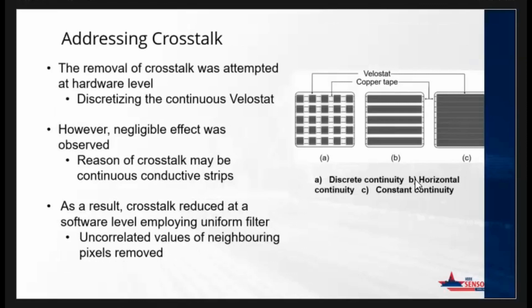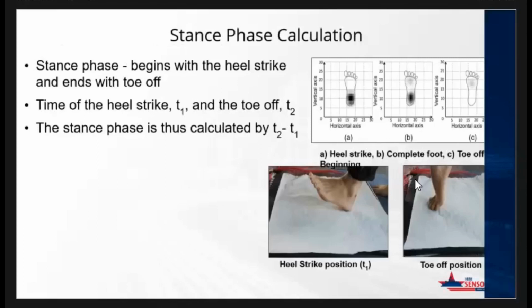Then we decided that anyway we are taking the data and feeding it to a filter, so let us try one filter. We tried one uniform filter wherein any sensor that has data uncorrelated with its neighbors, we get rid of that. Let's filter it out. When we did that at a software level, we were able to get very nice pictures out of the sheet.